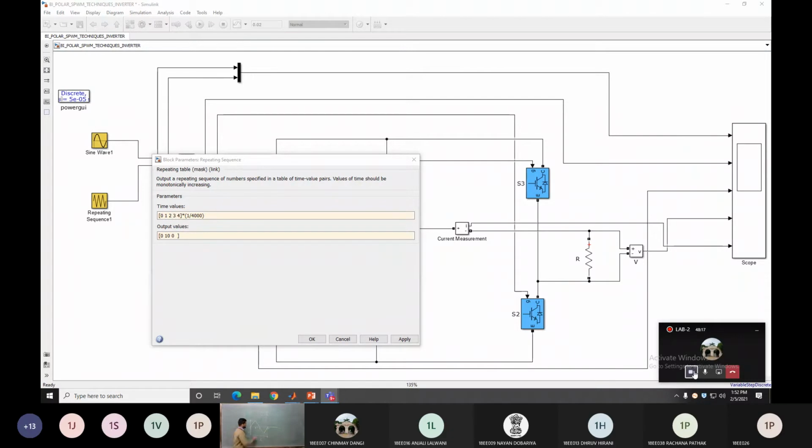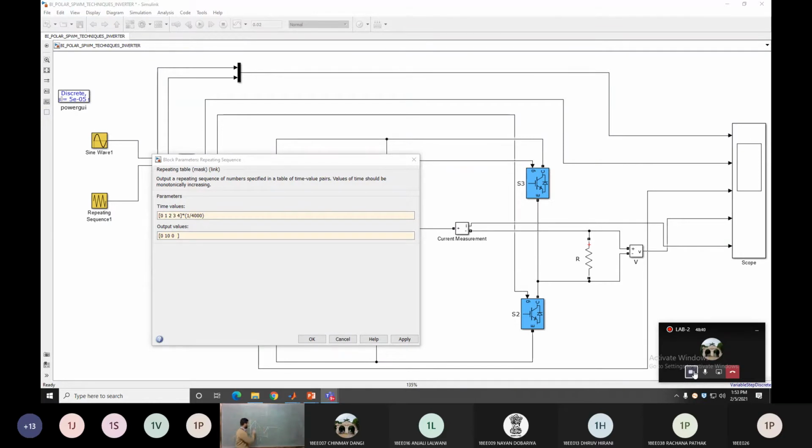Half of this triangle, all the bits remain the same. Whatever the time required from 0 to peak, the same time is taken from peak to 0 here. So how many parts are there in one complete cycle of this triangular wave? 4 parts: 1, 2, 3 and 4.